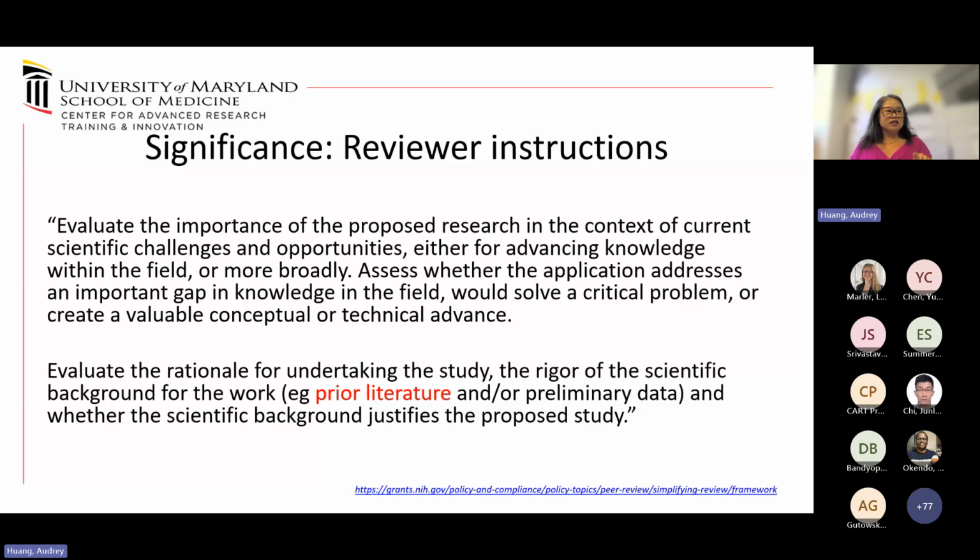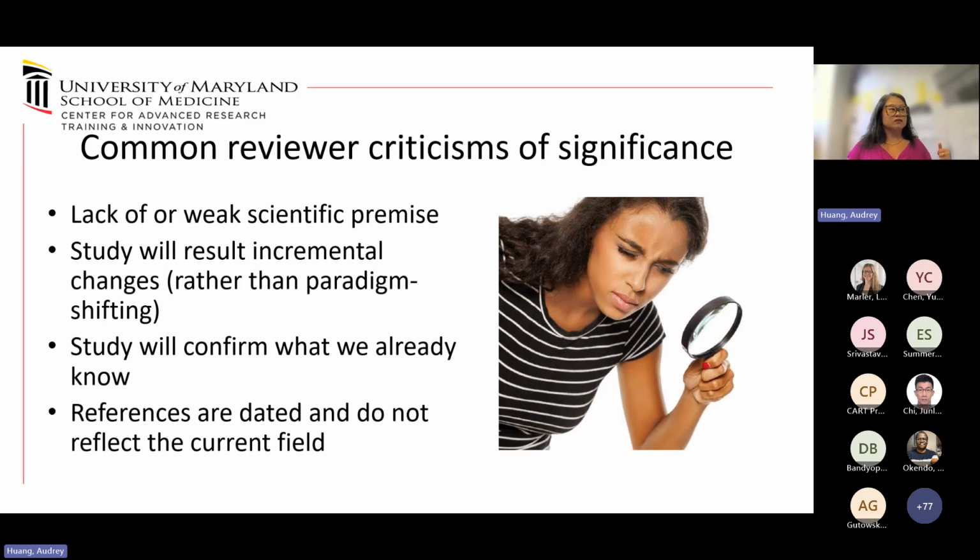evaluate the rationale for undertaking the study and the rigor of the scientific background for the work, i.e., did the author address and analyze the prior literature or the preliminary data? So you need to bring this into your proposal as you write it. And that's why I said, as you're looking at literature, it might just behoove you to write a literature review as you're doing that preliminary literature investigation, because that's how well you will need to understand it. You might as well get a paper out of it.